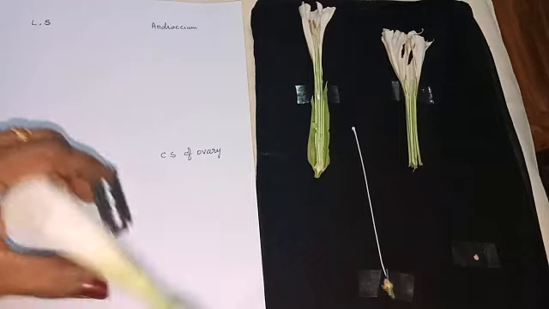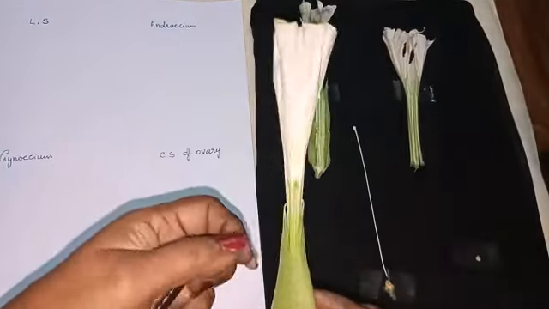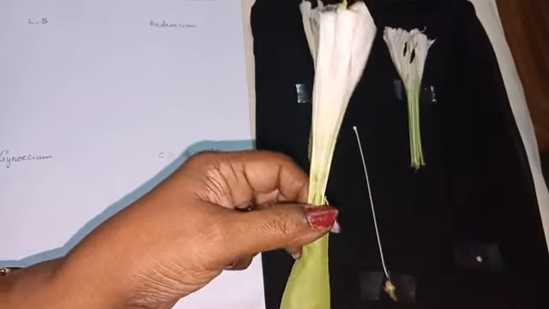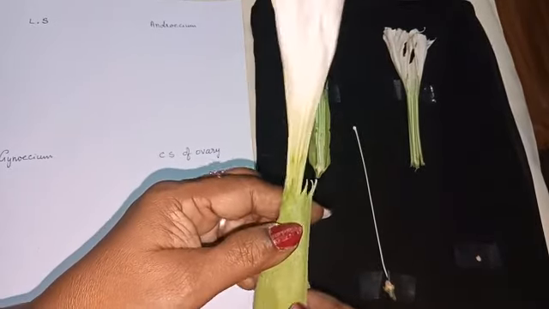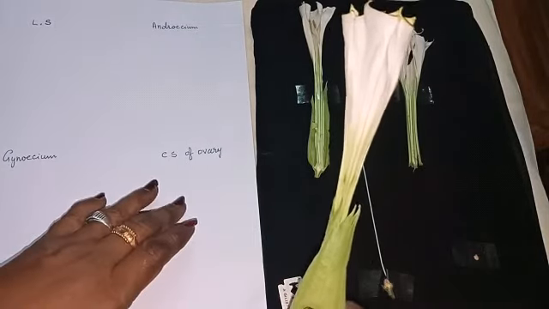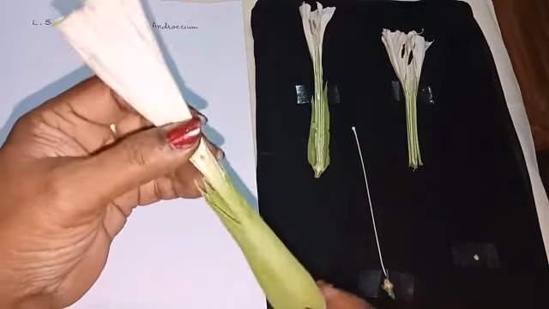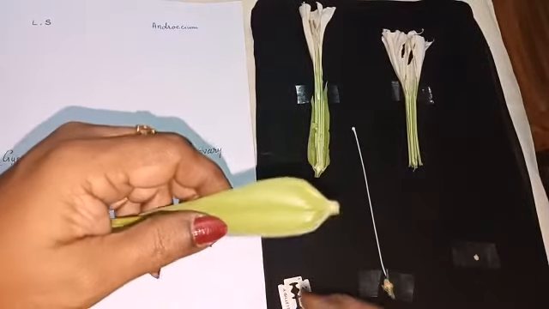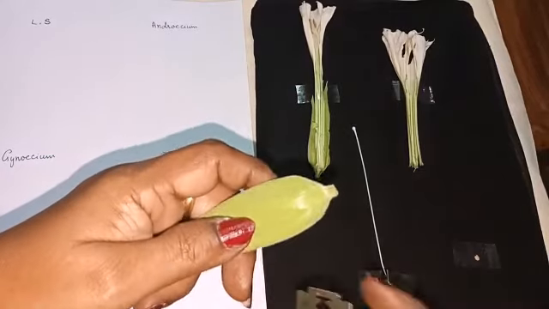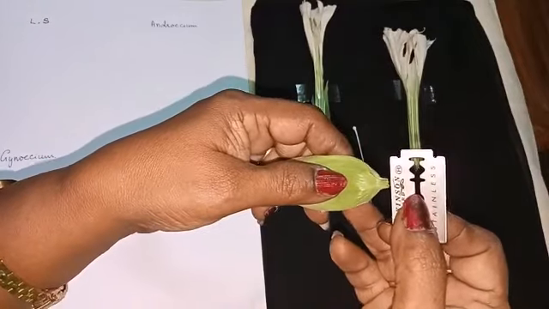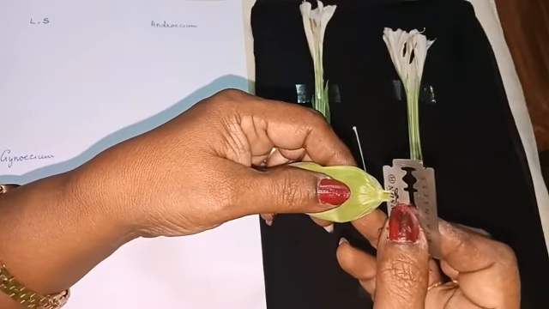Now, Datura metel. This flower belongs to the Solanaceae family. We are going to take it the same as the other flowers: LS, Androecium, Gynoecium and CS of ovary. And this is a big flower so that you can easily take it. Keep it upside down and take the LS.